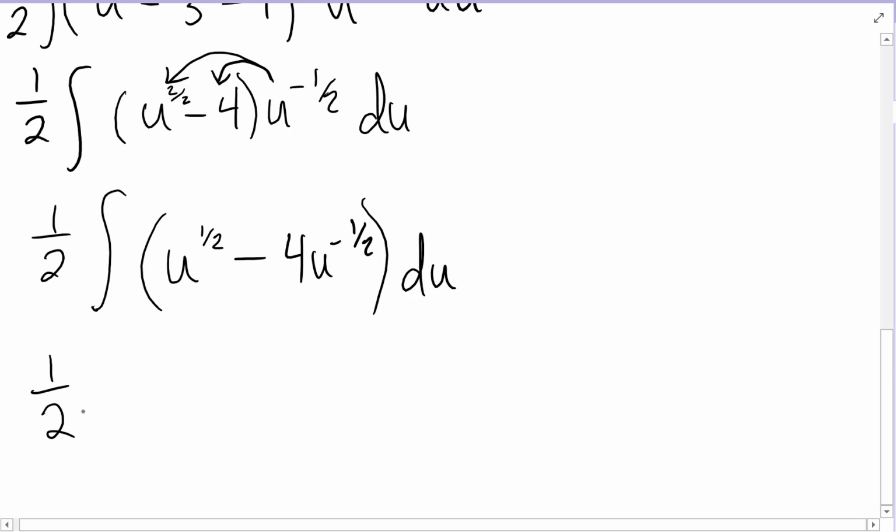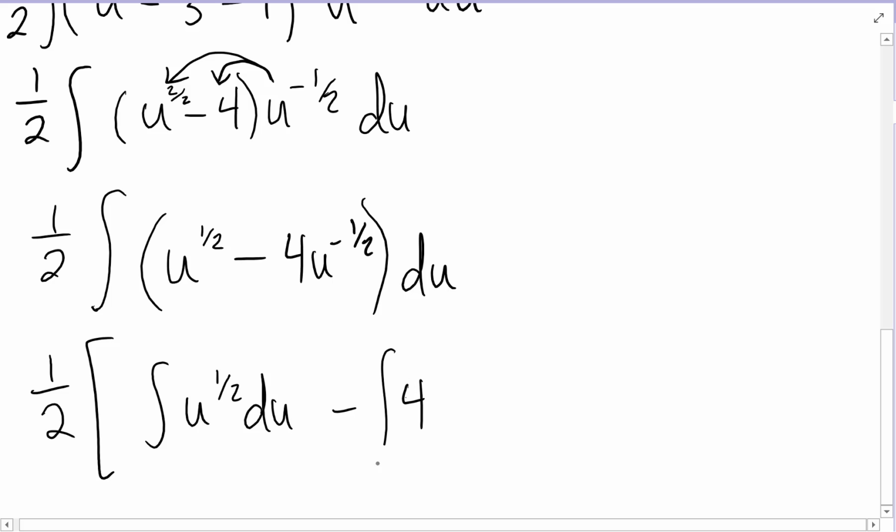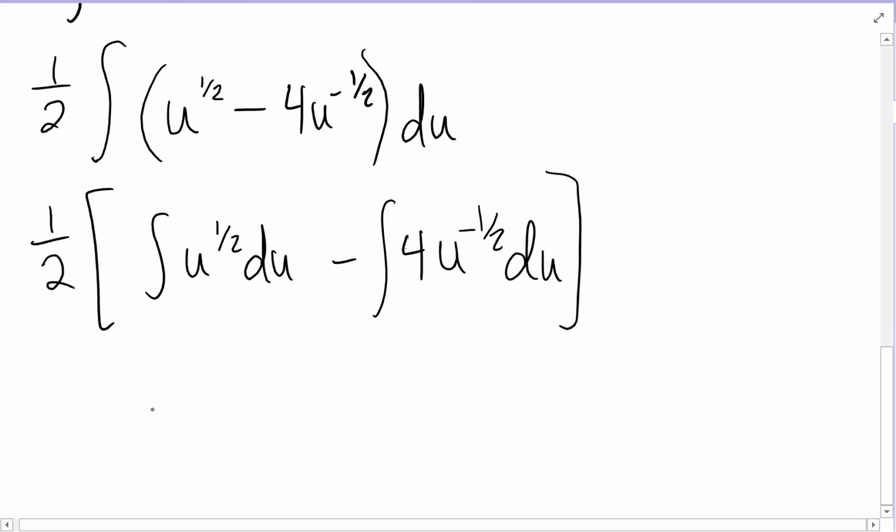I think we can separate our integral now, but don't forget that 1/2 will be multiplied by the entire thing, so I'll put 1/2 in a big bracket and now separate the integral to be the integral of u to the 1/2 du minus the integral of 4u to the negative 1/2 du. Hey, this 4 can be factored out of this integral. Okay, we would not put it in front of all of them.